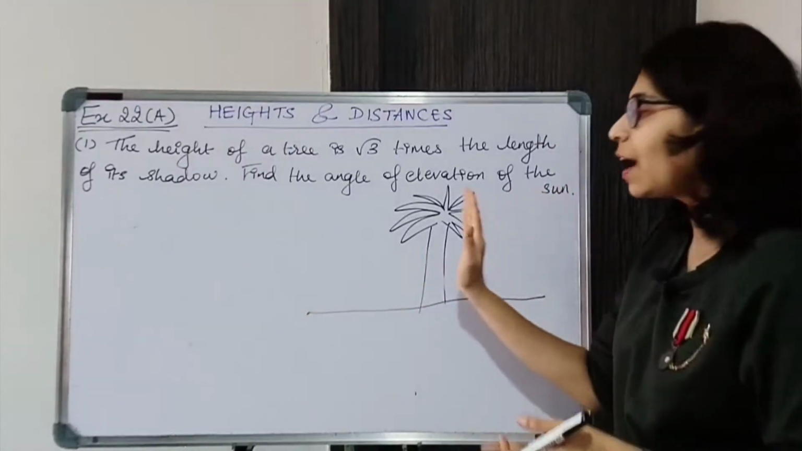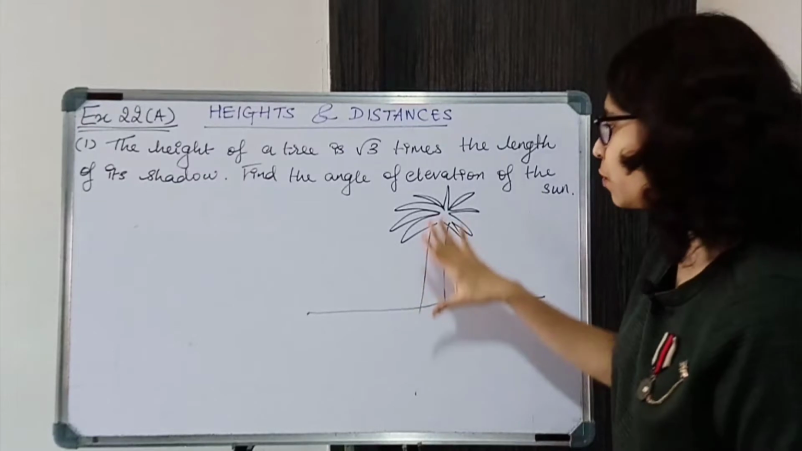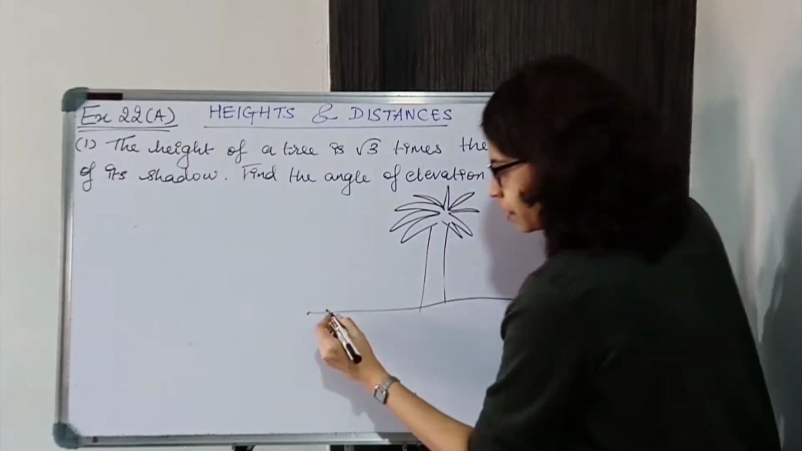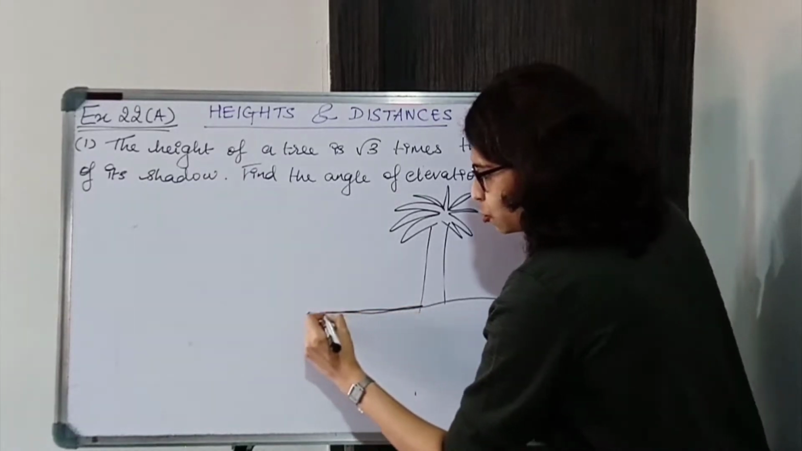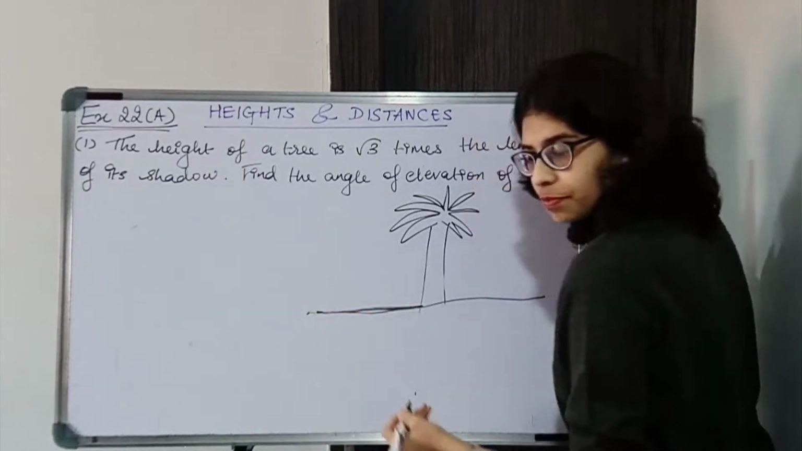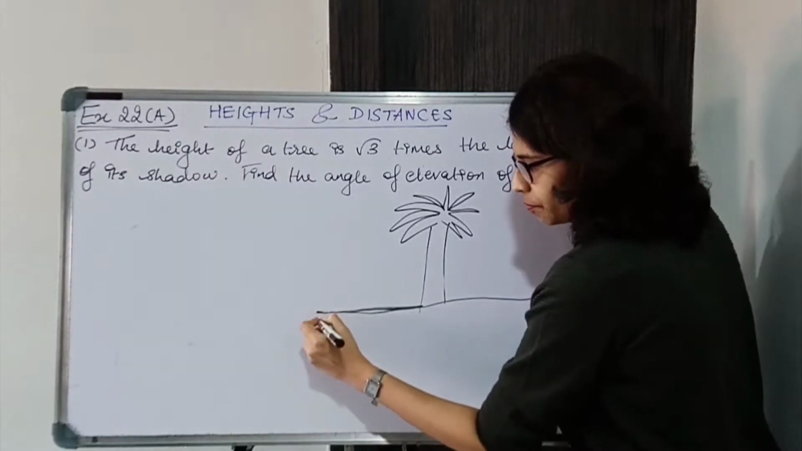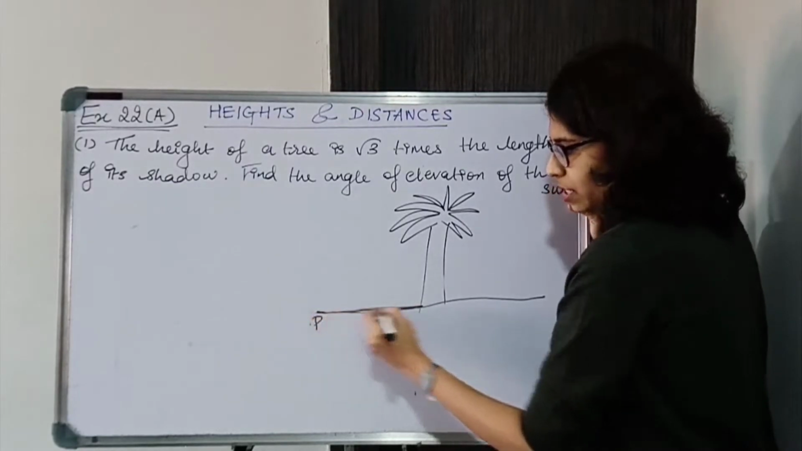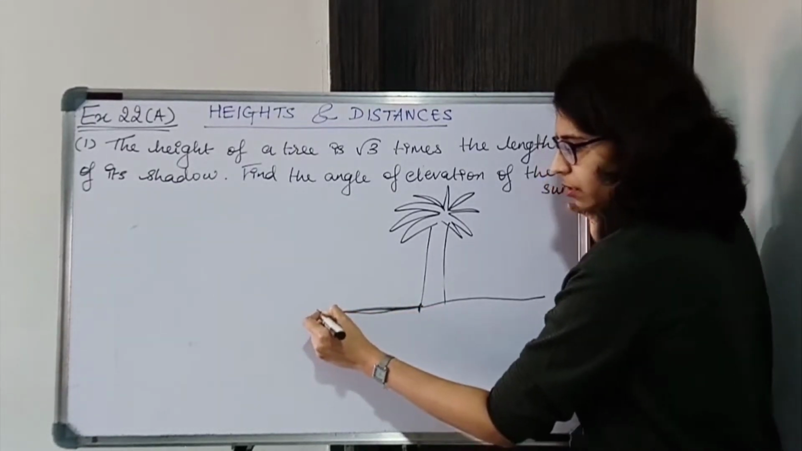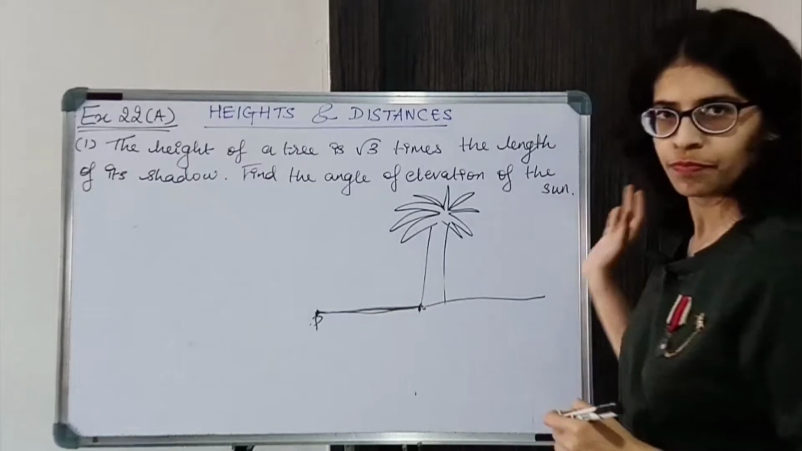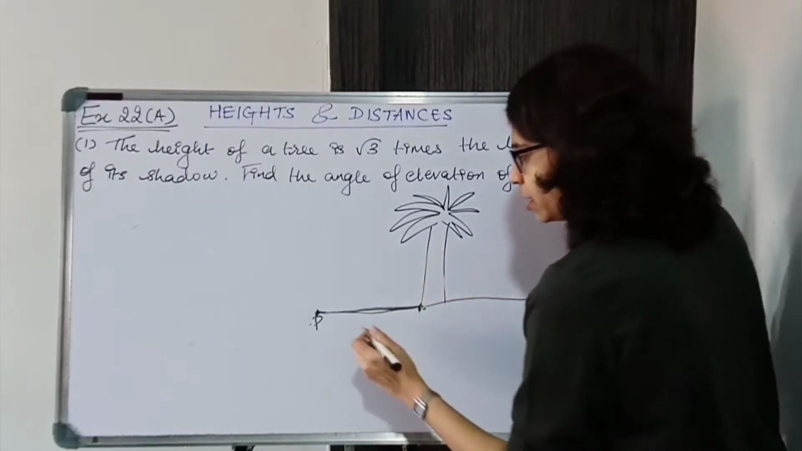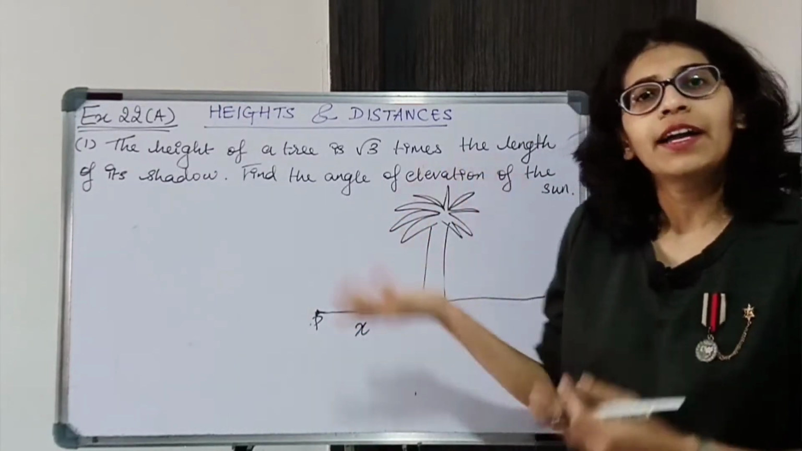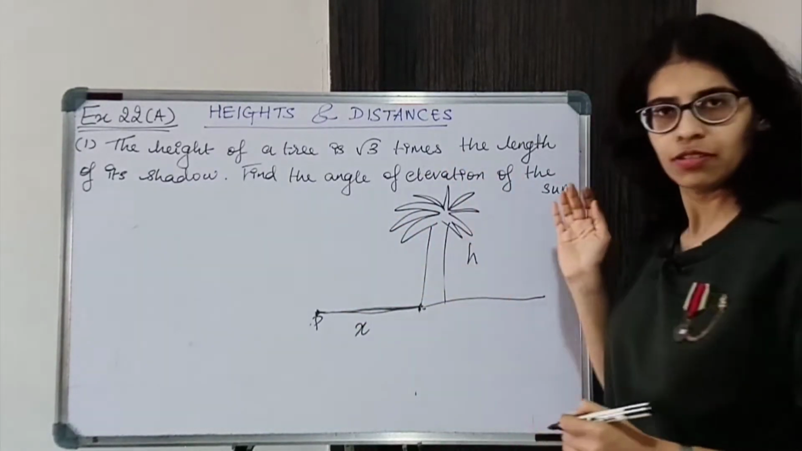Okay, now what is the length of the shadow? We don't know. What is the height of the tree? We don't know. So we are considering some tree that is casting a shadow on the ground. Now let's say this is the shadow. Let us consider some point P over here. The shadow is this much long, from here to here. We don't know the length of the shadow, so let it be x. We don't know the height of the tree, so let the height of the tree be h.